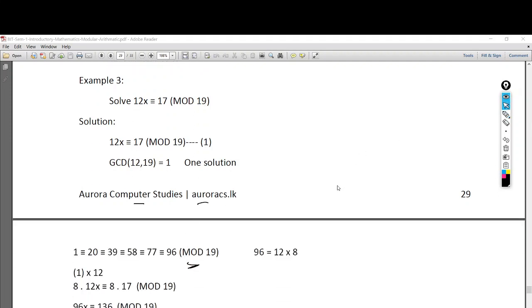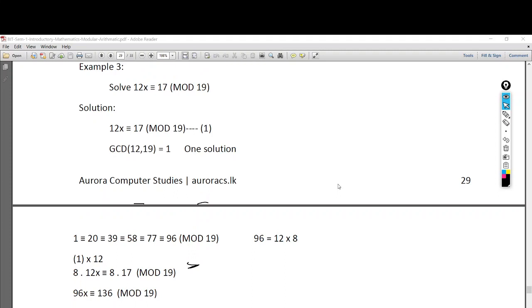So again we have to find out, now remember, 1 is congruent to which number? Now I have 12. If I multiply 12 by which number, I will get something congruent to 1? So which ones are the congruent values? 1 is congruent to 20 because 1 plus 19 is 20. But if I multiply 12 by a number, I am not going to get 20. So therefore, no. Then I am going to the next level.